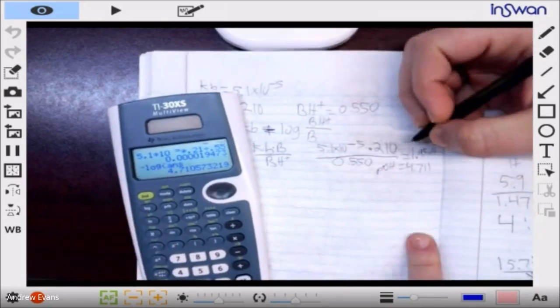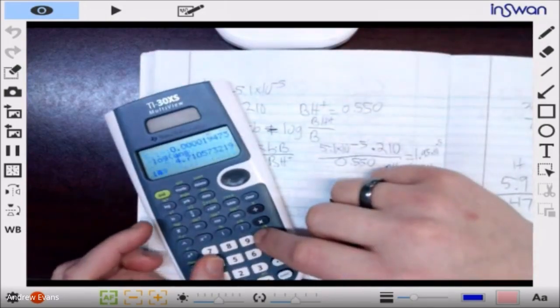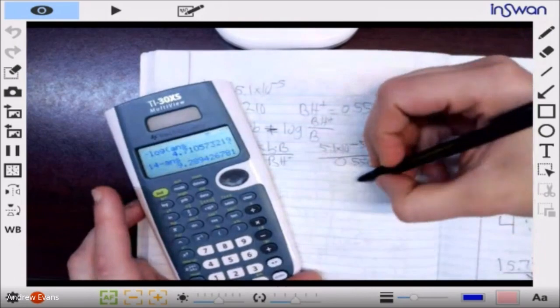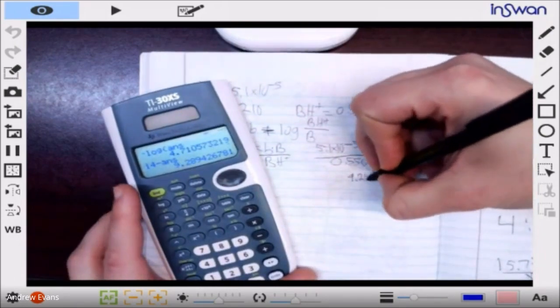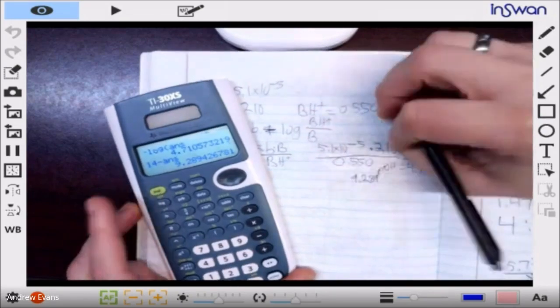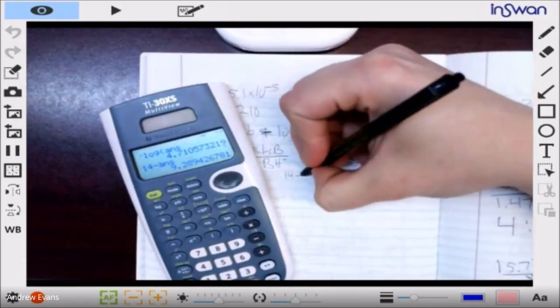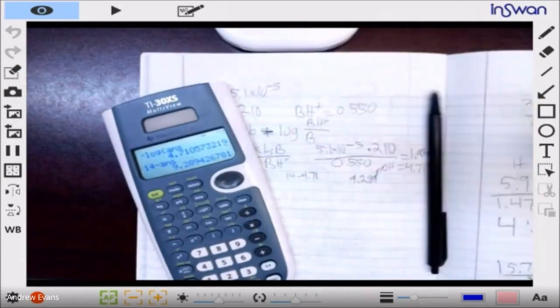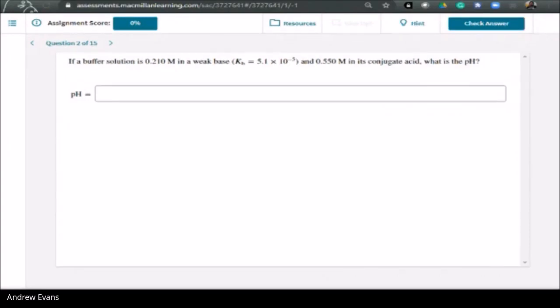Now it asks, what is the pH, not the pOH? So we're going to take 14 minus that. So the pH would be then 9.289. So 14 minus the 4.711. The hardest part, there's a lot of repetition. If you learn how to set up these K expressions, there's a lot of repetition for these things.